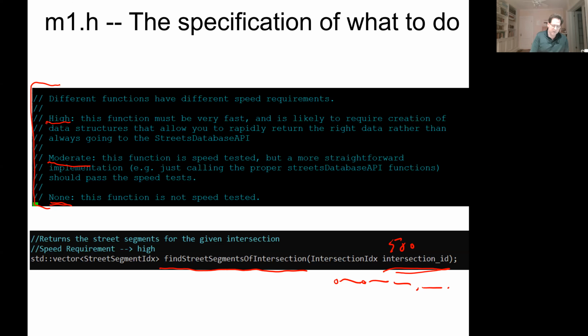And then there are some functions where we say the speed requirement is high, and this is one of them. High means the speed requirement is fast enough that we don't think you're going to be able to pass it if you just try to construct the answer on the fly by calling our lower level API functions. We think you're going to have to create a data structure and basically pre-compute some things. It's up to you to decide what to pre-compute, so that when we query you, you can give us the answer faster because you've partially or completely constructed the answer in advance.